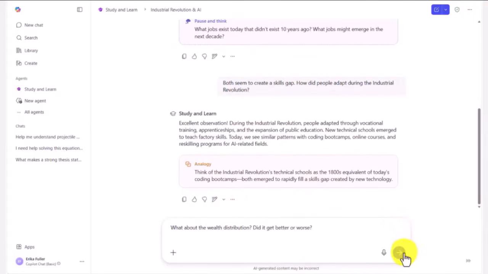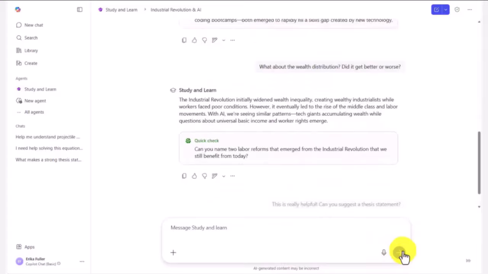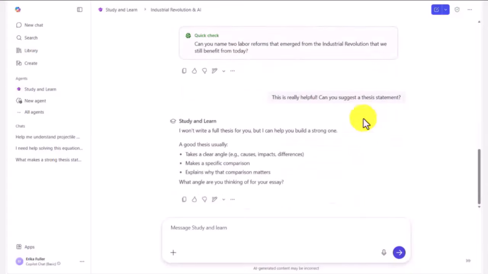So here you see the agent bringing in analogies to connect the Industrial Revolution to the AI revolution and checking a few different things. And then as the student begins to get the content they need, the student says, hey, can you write the thesis statement for me?